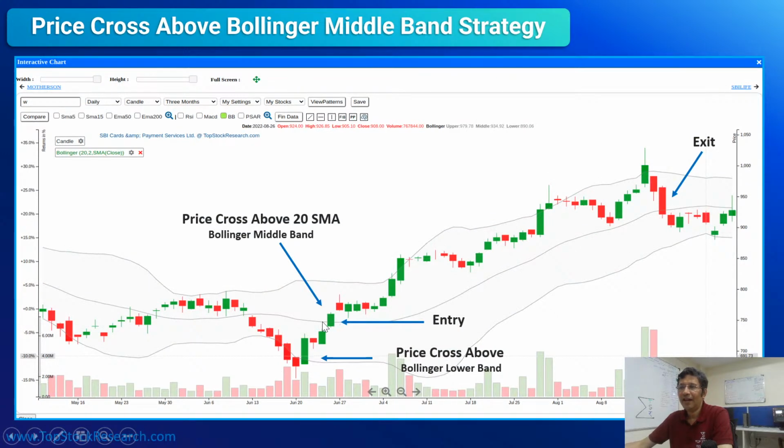This one, Bollinger Band, the central band is 20 MA. So you can use it as an MA, or you can use it as the middle band of Bollinger, both are the same.